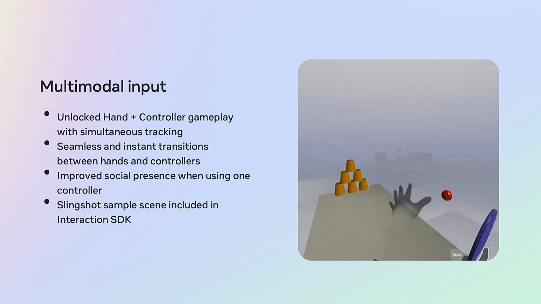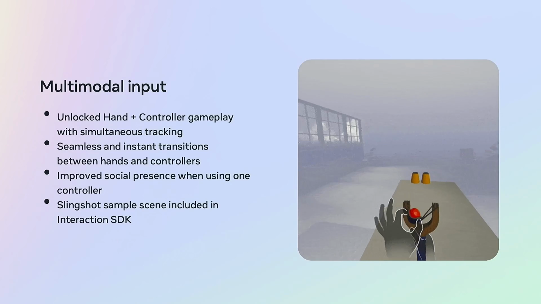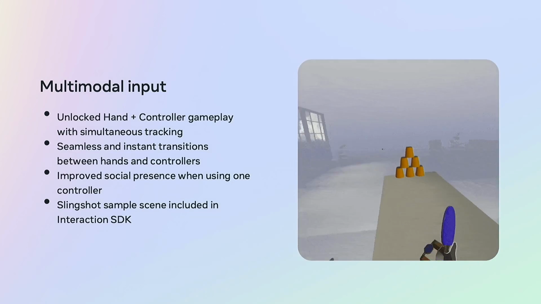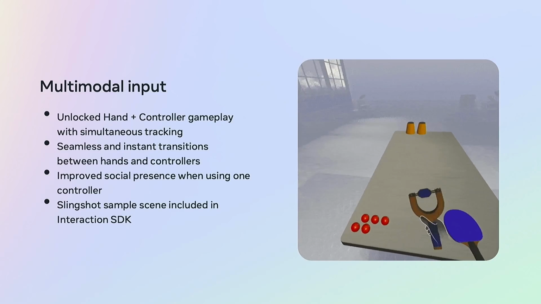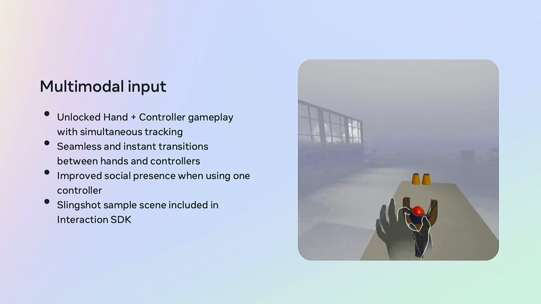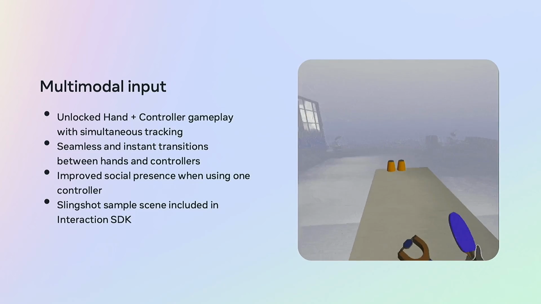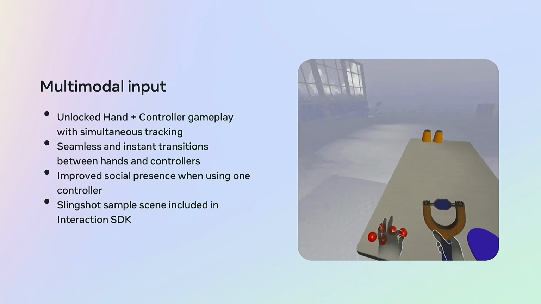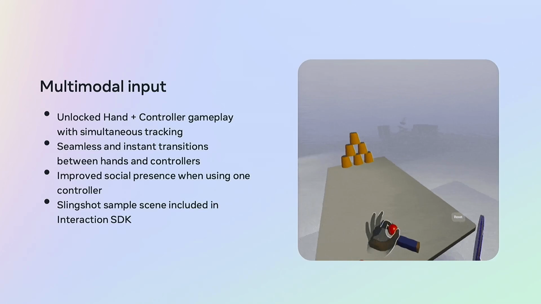It also gives seamless and instant transitions between hands and controllers. So no more waiting for the controllers to go to sleep and your hands to wake up before you can use hand tracking. You can just put down a controller and then boom, you have your hand. And the other thing is improved social presence. If you were using one controller previously, and you had your other hand with no controller, your hand would hang down by your side because we didn't know what to do with it. But now we know what to do with it because we're tracking it. So we get your hand and you get the controller at the same time.